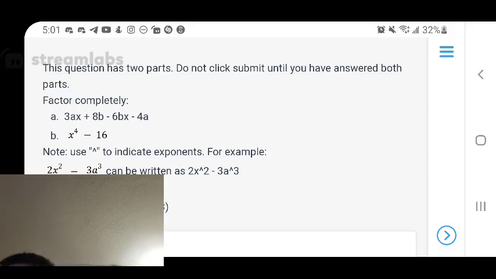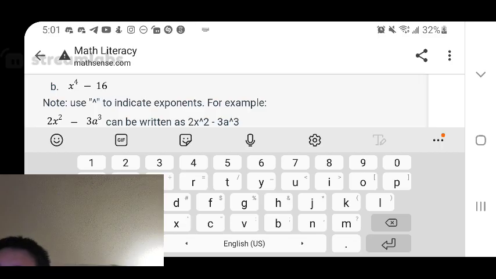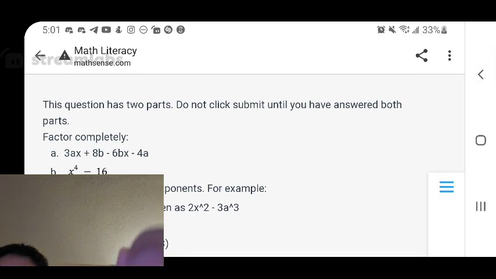This question has 2 parts. This is 46. Do not click submit until you have answered both parts. Oh, okay. Factor completely. So we do part A.